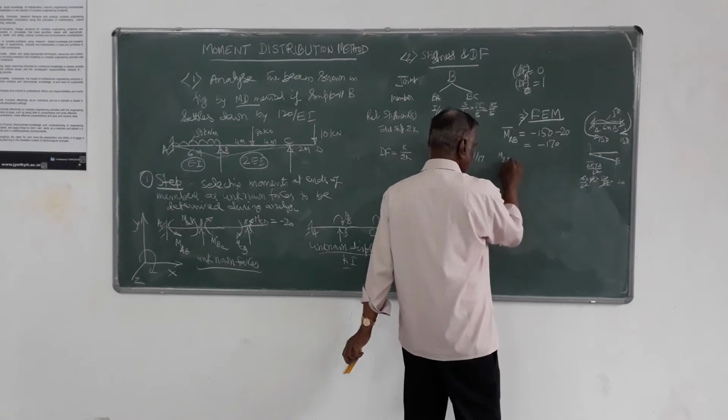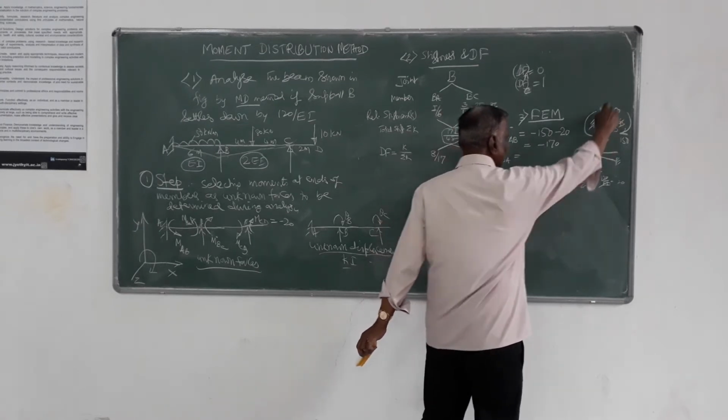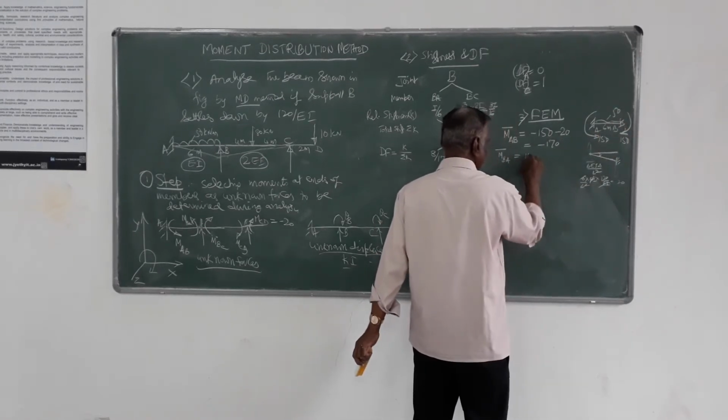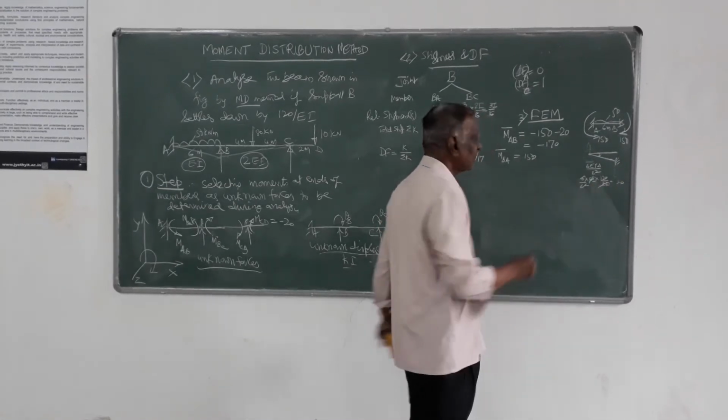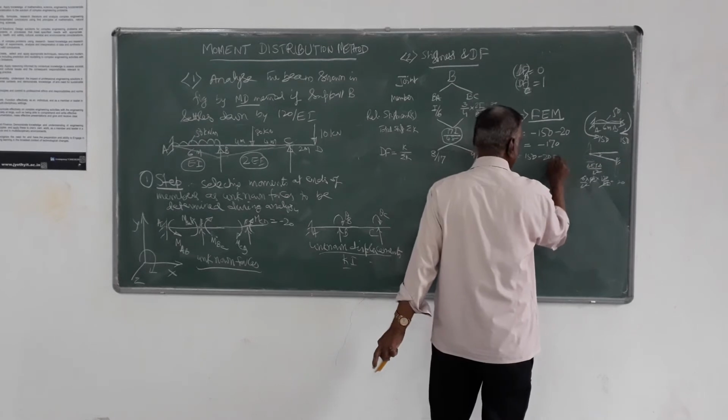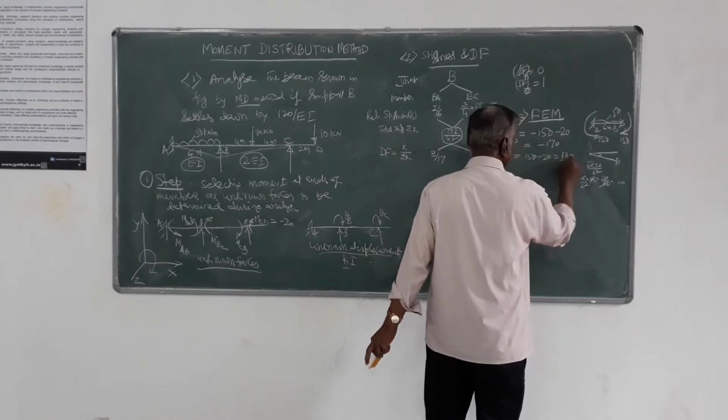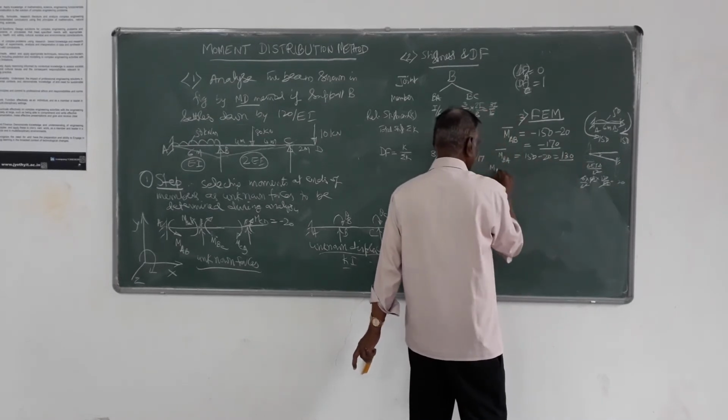Then MBA bar, due to the given loading, it is plus 150, and this is minus 20. So it will be 130.